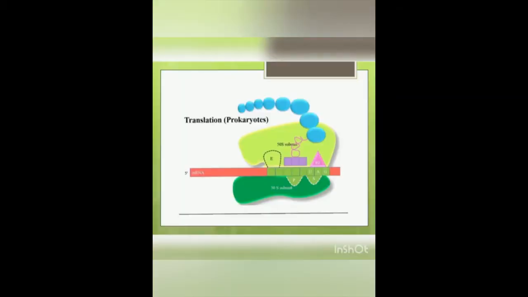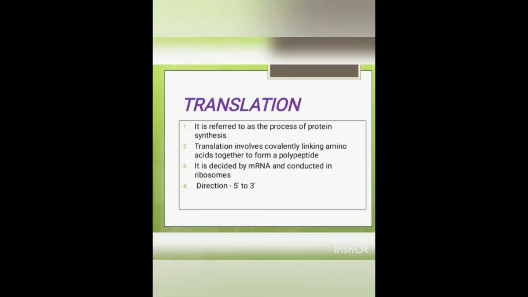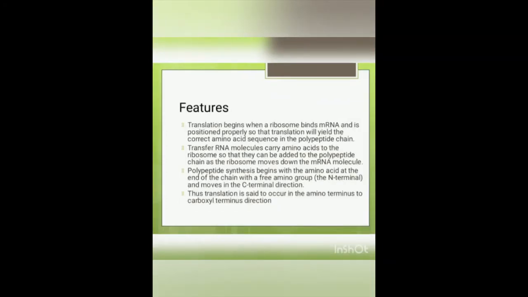So what is translation? Here you can see a pictorial representation of translation which is happening in the prokaryotes. Translation is simply the protein synthesis. It involves commonly linking amino acids together to form a polypeptide. It is decided by mRNA and is conducted in ribosome. The direction is from 5' to 3'. The main features: translation begins when a ribosome binds mRNA and is positioned properly so that translation will yield the correct amino acid sequence in the polypeptide chain.